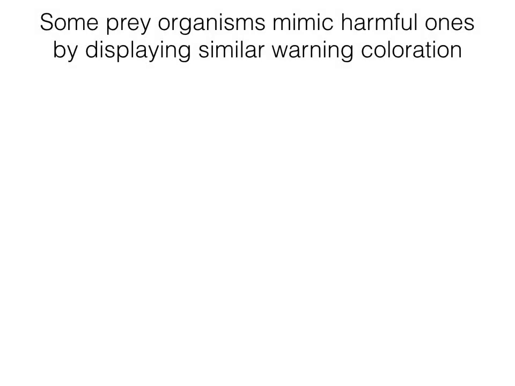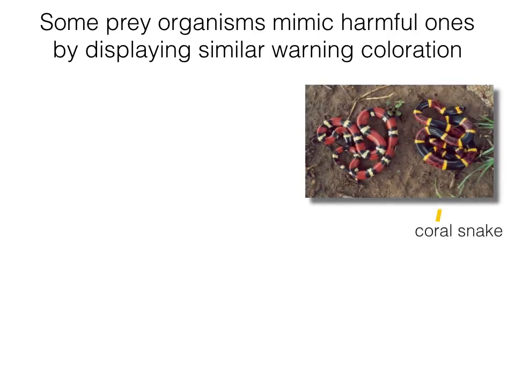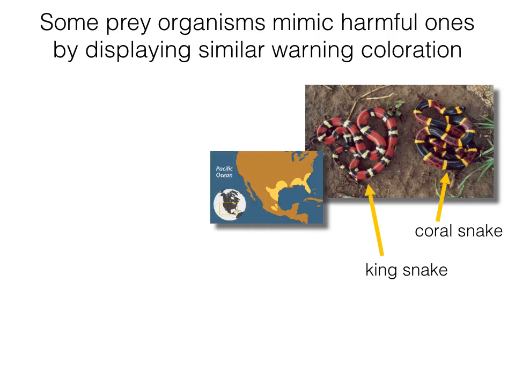An interesting example of this is that some prey organisms defend themselves from predators by mimicking the coloration of harmful ones. A striking example of this is the poisonous coral snake and the harmless king snake. So you can see on the right is the harmful coral snake and on the left the harmless king snake.